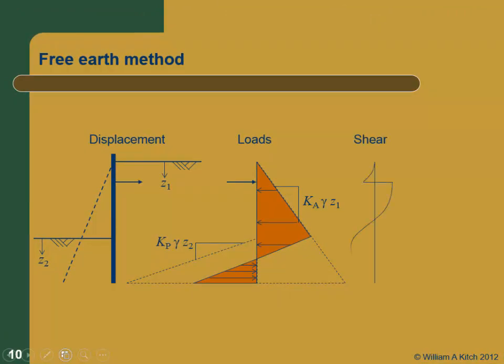The shear in the wall will then look something like this. And the moments in the wall will look something like this. And obviously the maximum moment will occur where the shear is equal to 0. We'll also have a local maximum moment here, but this one will always be greater. So the moment at the tie location is a local maxima, but it's not going to be the maximum moment in the pile. It's going to be this one down here.